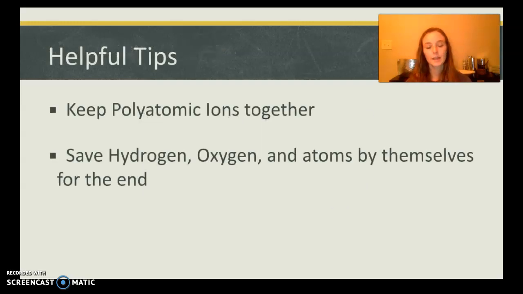A couple helpful tips. When you're balancing chemical equations, keep the polyatomic ions together, which we haven't talked too much about, so if your teacher has not mentioned this, don't worry about it quite yet. Another helpful tip is save hydrogen, oxygen, and atoms by themselves for the end. This will just help you when you are working through them to save some time. If you ever think that you're getting really lost, sometimes it's best to just start completely over. So you erase all of your coefficients and start over. And just a reminder, never ever change the subscripts. We can only change the coefficients.